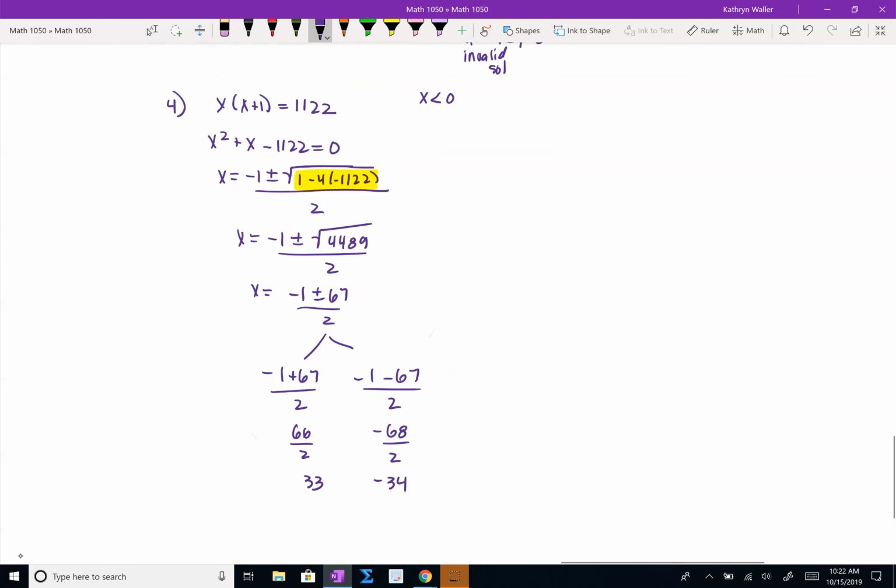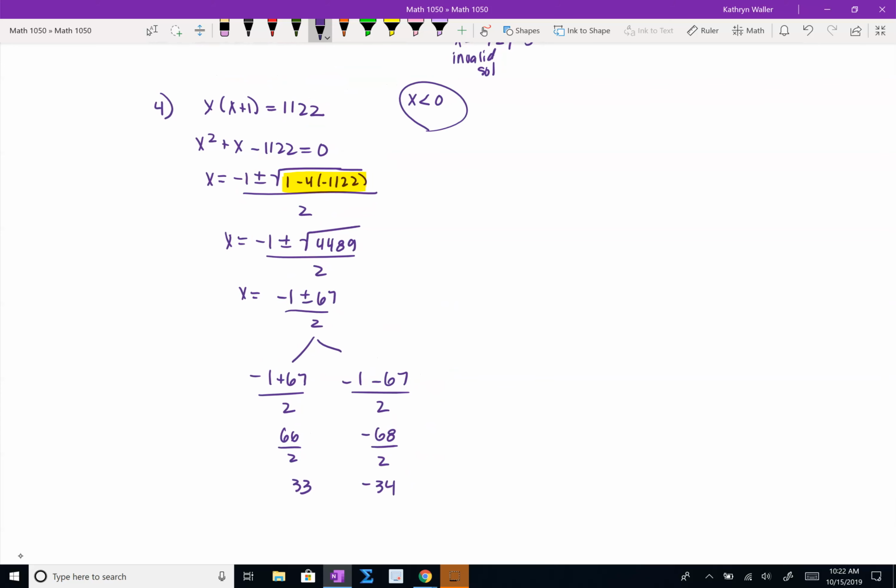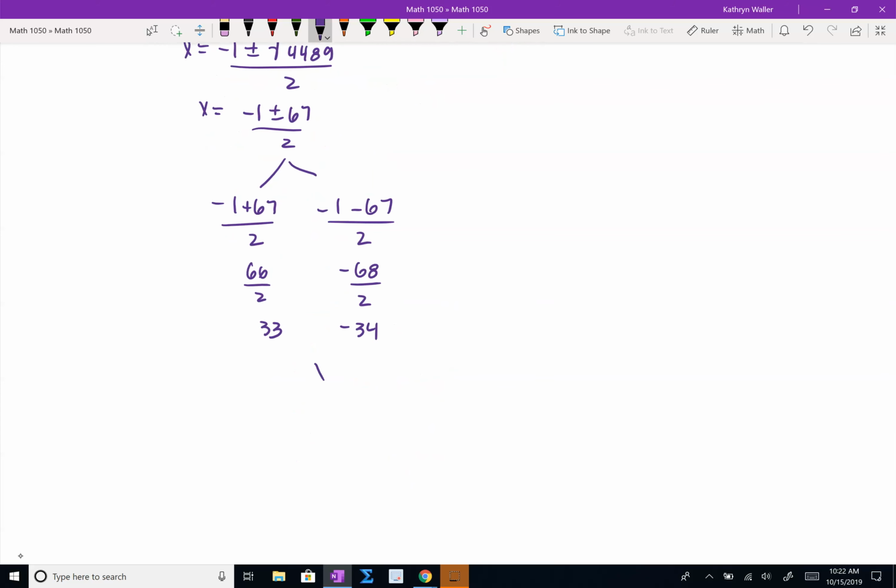But it told you at the beginning they want x to be smaller than 0. So there's your answer right there. X equals negative 34, and I'm done. So basically, these problems on this worksheet, you guys, they're word problems that turn it into a quadratic, and then you have to solve the quadratic, okay?